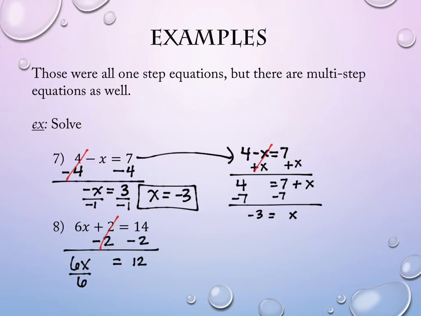Yeah, the 6 and the x are multiplied, so we'll divide by 6. So what is 12 divided by 6? It's 2. And we have x is 2.